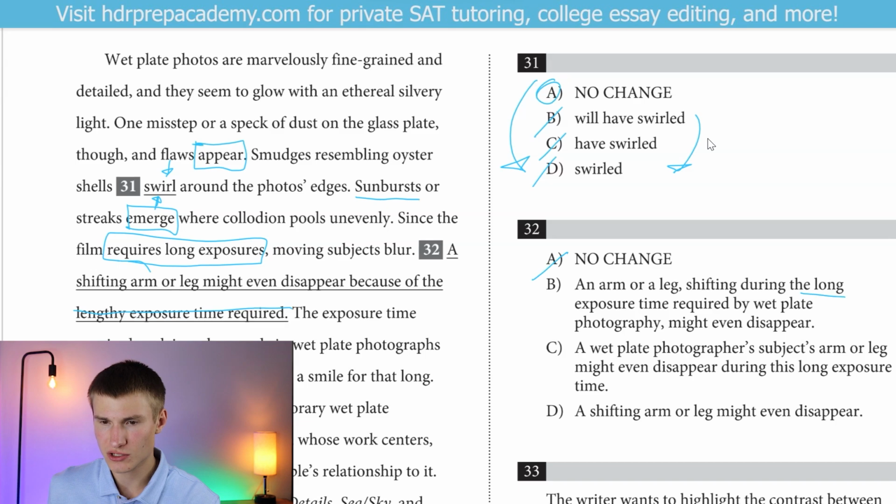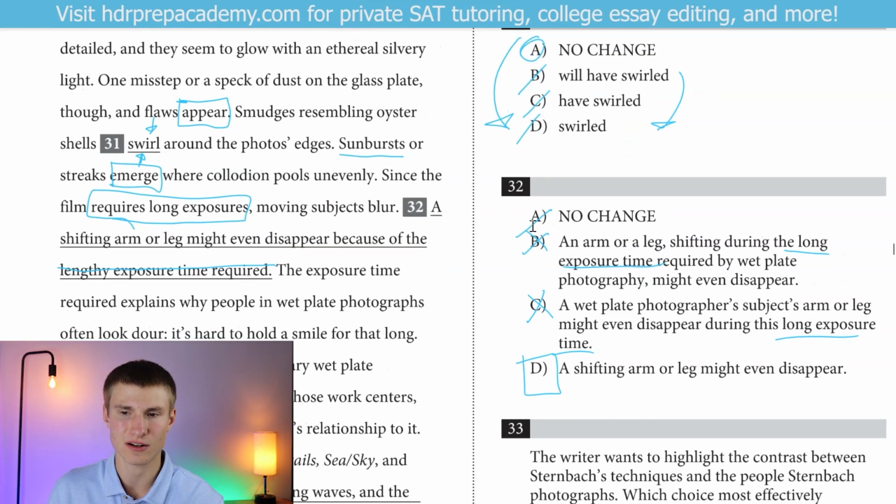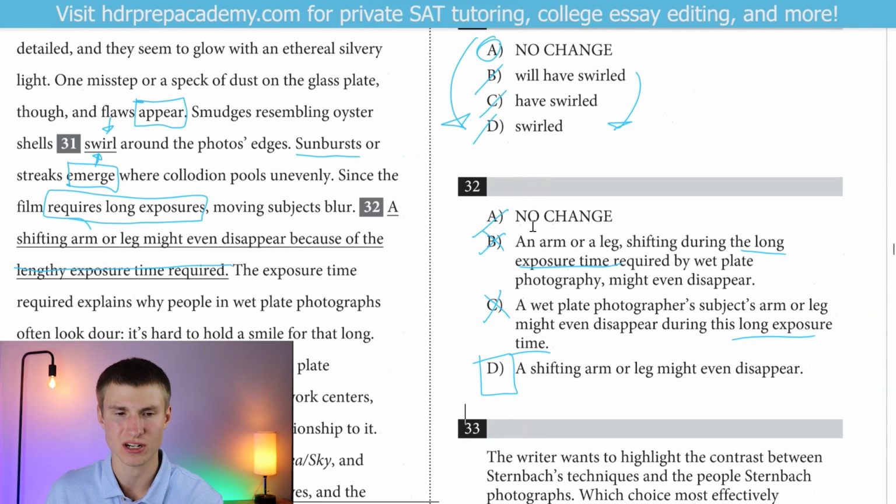Looking at B, I see I also have long exposure time in there. I can get rid of B because it has that. Looking at answer choice C, once again, has the long exposure time. I already know that. So if I'm going to restate that, I'm being repetitive and redundant, which means I would get it wrong. Therefore, my answer has to be D because that avoids repetition and it avoids redundancy.